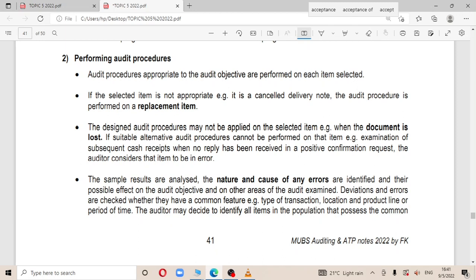Also, if you selected an item to audit and you find that it got lost, what do you do in this case? You may not apply the audit procedure on the documents that were lost. What I mean is, you select a transaction, but you find its documents are not there. They were lost. So you cannot audit that one. You record as a finding that we selected this item, but the source documents were not there.